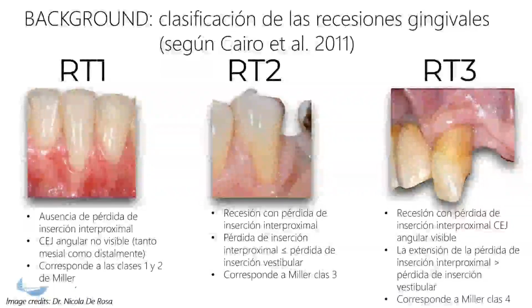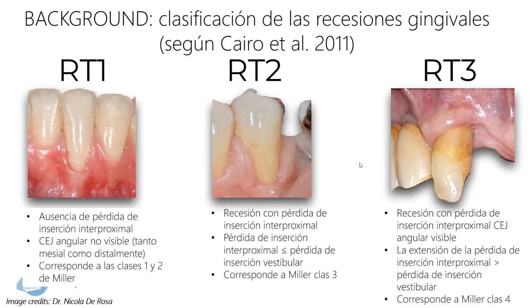So how can we predict the possibility of reaching complete root coverage, so completely resolving the gingival recession? Many classifications of gingival recession have been proposed over the years, and the most accepted now is the one from Cairo, developed in 2011. It defines three classes based on the interproximal clinical attachment level: RT1, RT2, RT3.